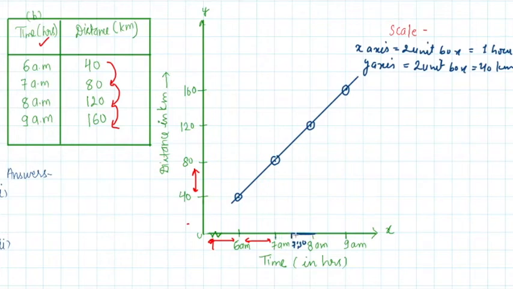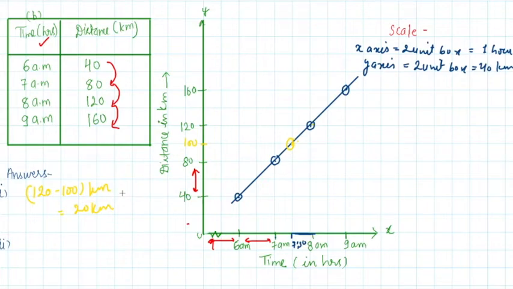So if you see 7:30 a.m., 7:30 is which point? 7:30 is this distance and 8 a.m. is this distance. So 120 and this corresponding to this is 100, right? So the distance will be how much? 120 minus 100 kilometers means 20 kilometers. So it means in half an hour the distance covered is 20 kilometers, right?